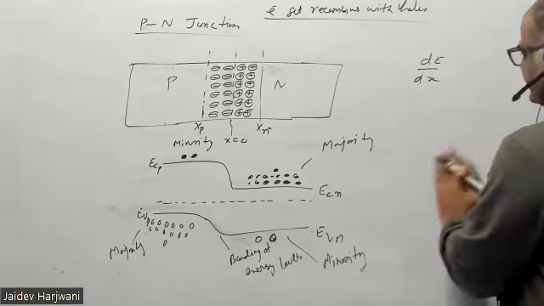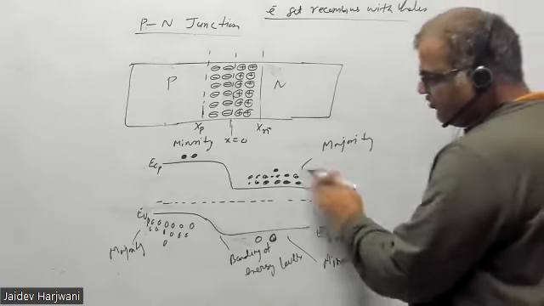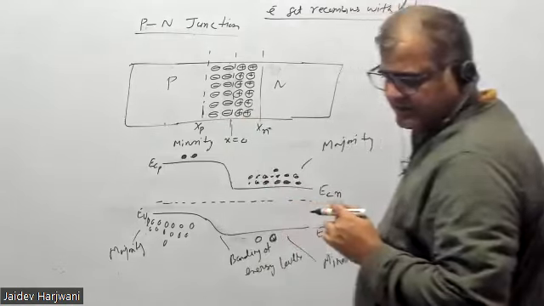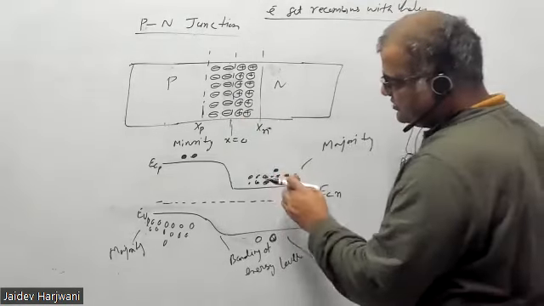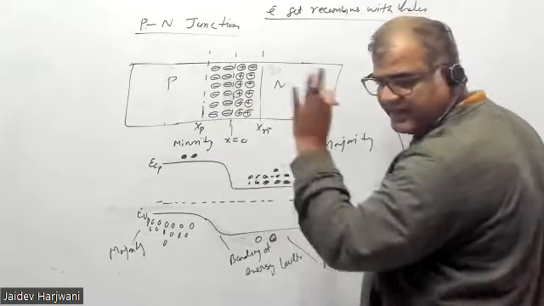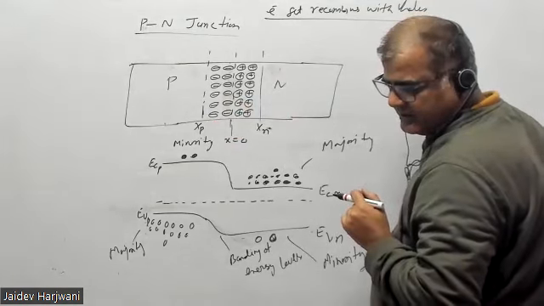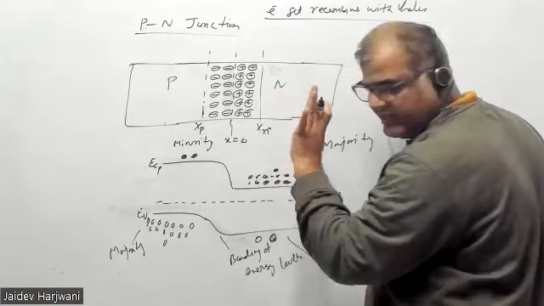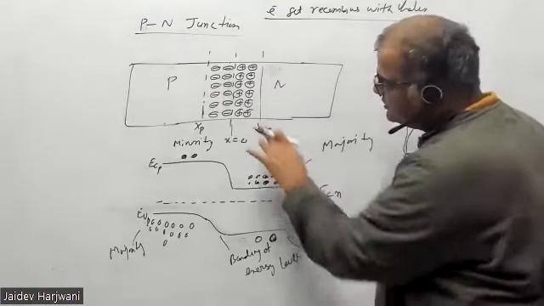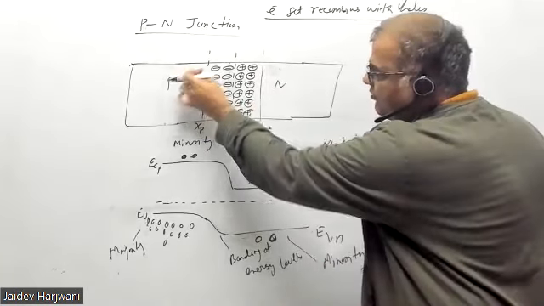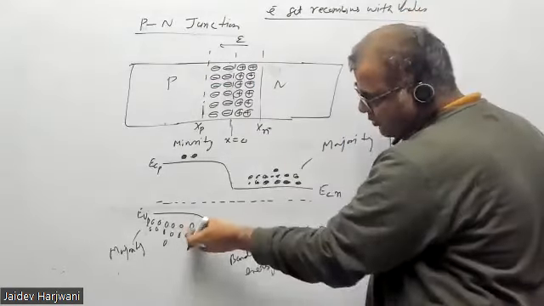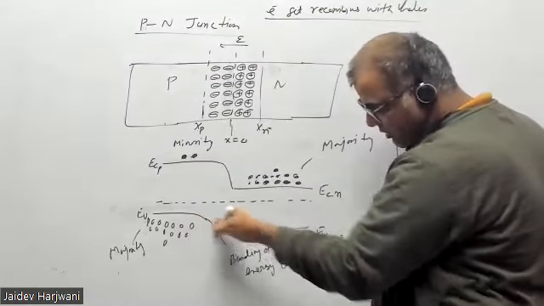Try to understand here: when your electrons are moving, this becomes positively charged and this becomes negatively charged. Because of this movement, there is now a net electric field. This electric field is stopping the diffusion, because this is a plus. It will not allow this hole to come here. This hole cannot come down.